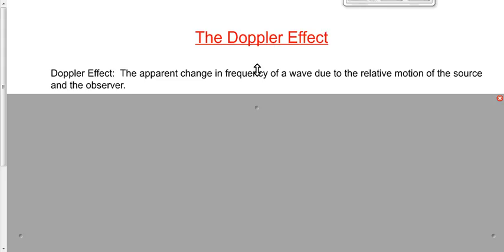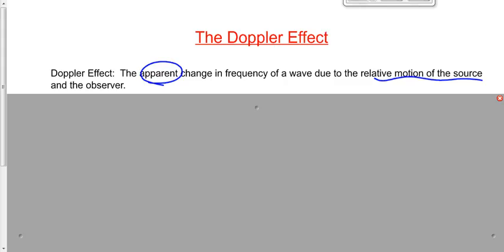Well, by the apparent change in frequency, we're not talking about really changing the frequency. We know that once a wave has been made, the frequency of the wave stays the same. The wavelength can change, the speed can change, but once a wave has been produced, the frequency always remains the same. But sometimes it appears to change. So it's the apparent change in frequency of a wave due to the relative motion of the source and the observer. What do we mean by that?